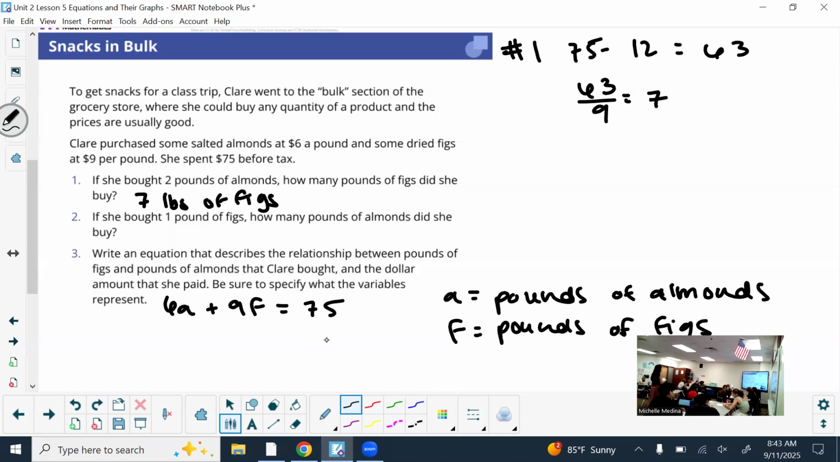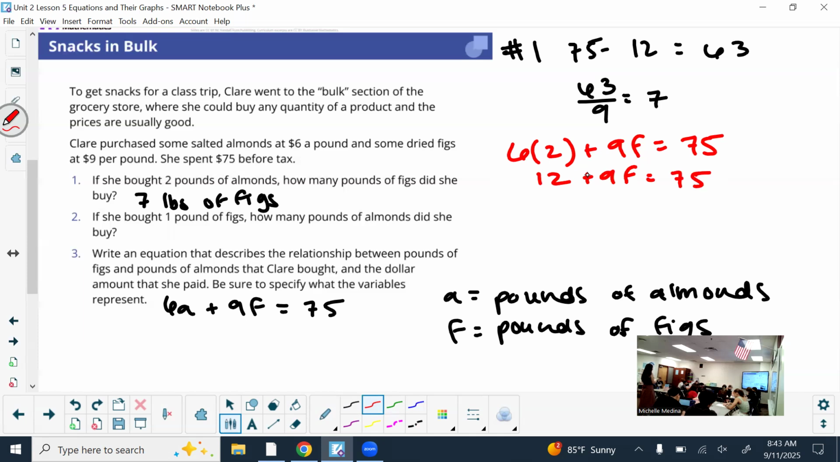So if you started there and you were given this information, you know, she got 2 pounds of almonds, I would make sure to plug it in for the almond variable, plus 9f equals 75. Now you kind of have a more organized process. So first you'd simplify to 6 times 2, which is 12. And now it's just a 2-step equation. You would subtract 12 on each side, which is what they said was their first step.